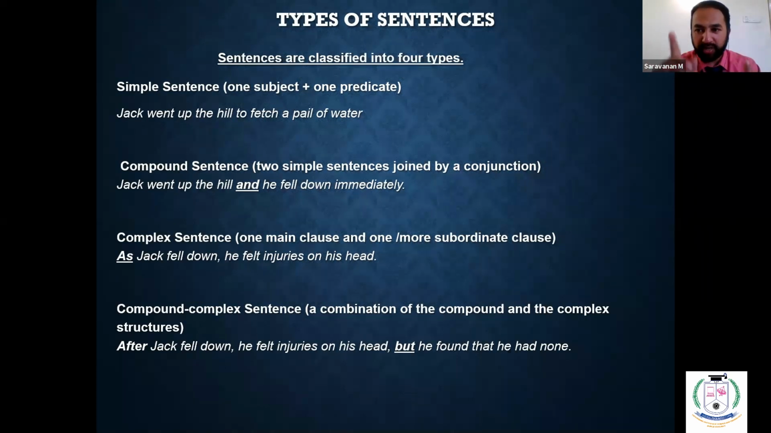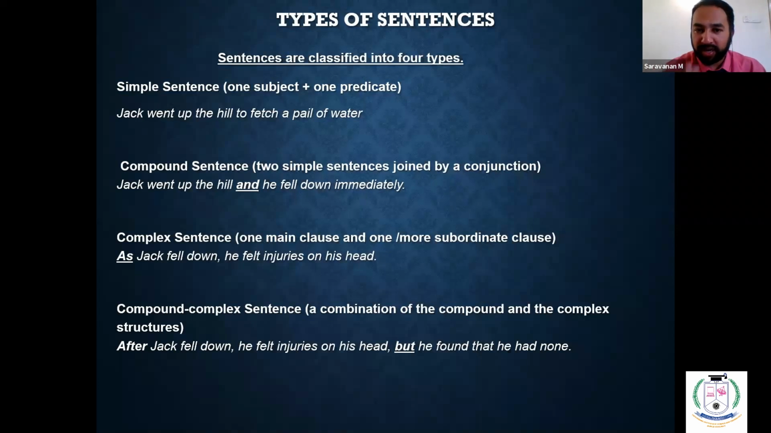Okay, this is one simple, in fact, one single sentence, which is a simple sentence. What is that? One subject and one predicate. Here, the subject is Jack, and the predicate is went up the hill to fetch a pail of water. You cannot break it. Clear, all of you? Now we'll move on with the next one.